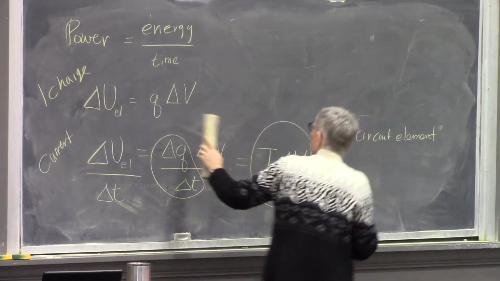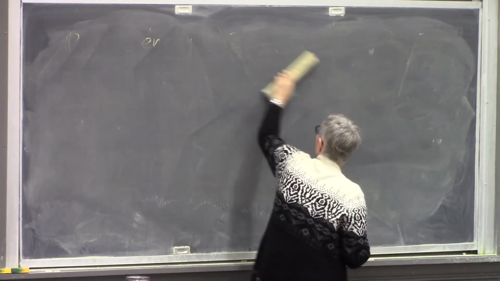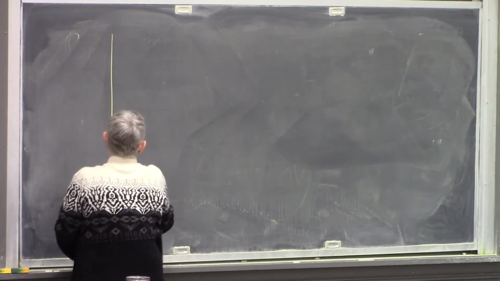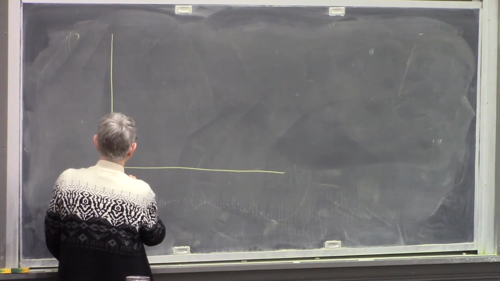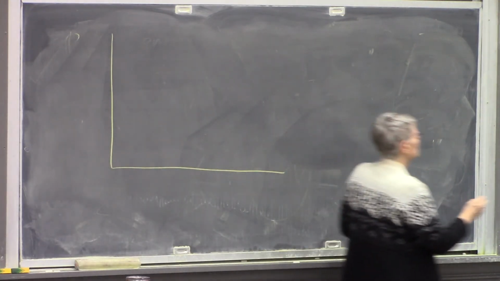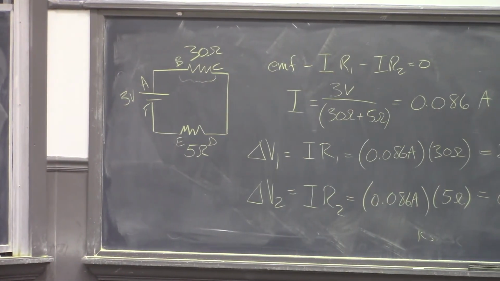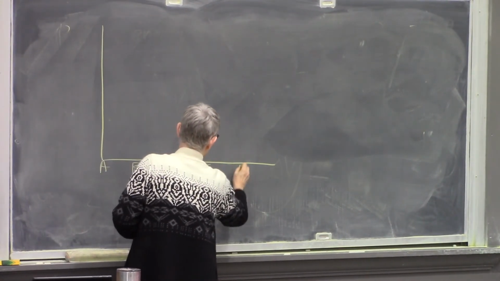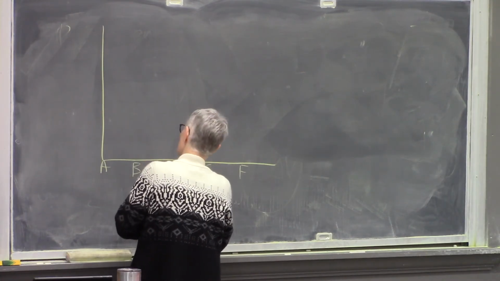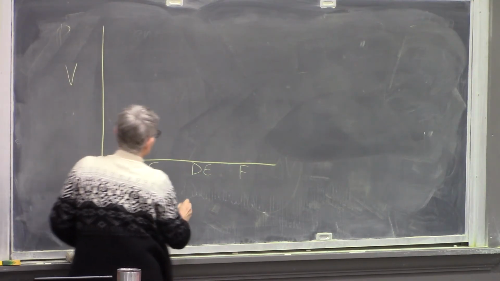So suppose we tried to make a graph of potential around a circuit. So this is just location in the circuit. We'll say this is location A, B, C, D, E, F. So here are our locations. Okay, so this is potential and this is location.